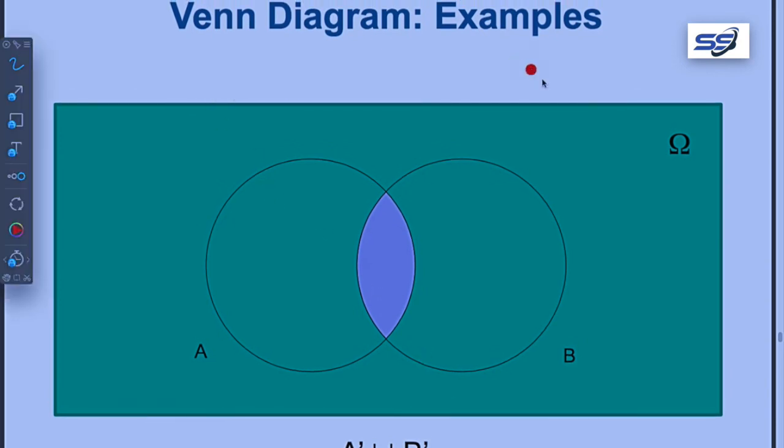Venn diagram example. Now this rectangular box is the universal set denoted as omega, the first circle is denoted as A, the second circle B, and this is the intersecting part of circles A and B. A complement union B complement means only the intersecting part.